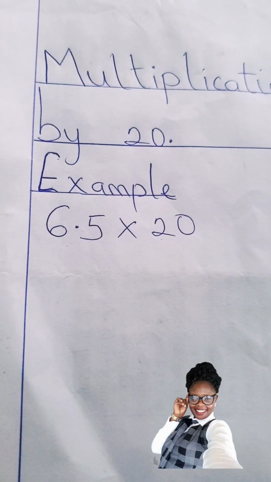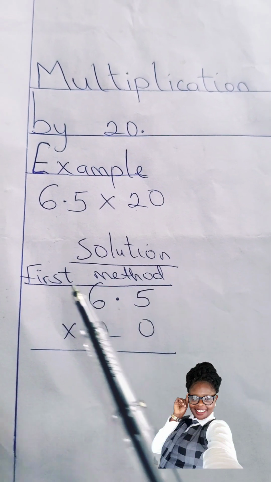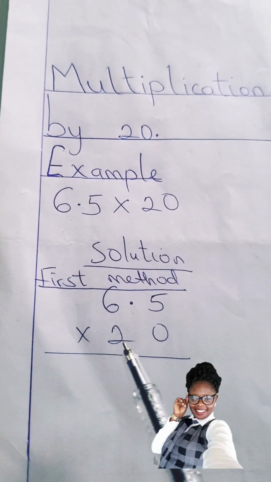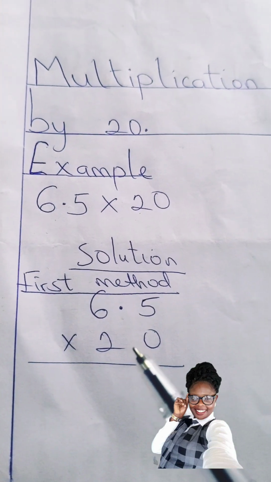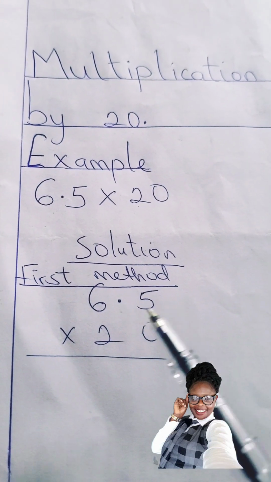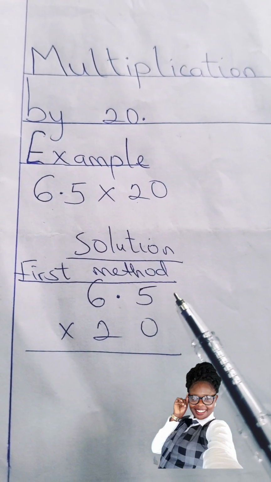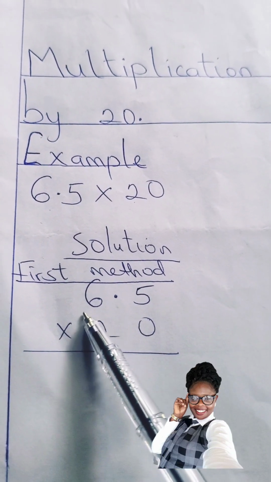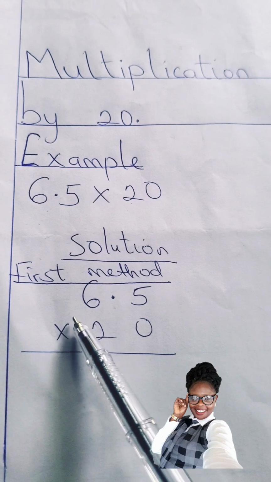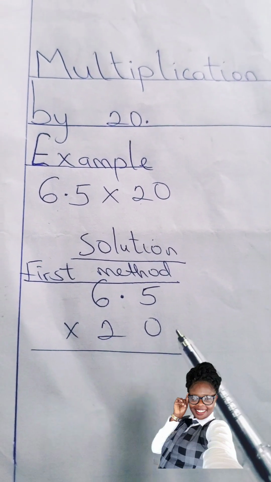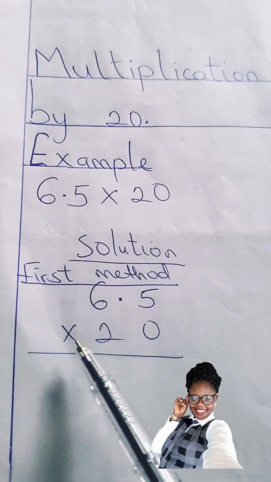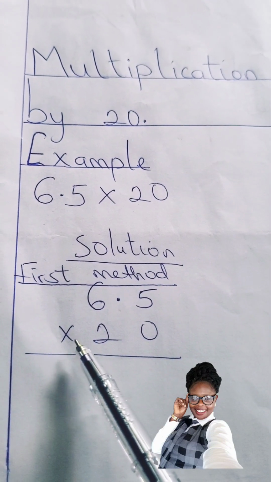Now let's get started. Here is a solution using the first method, 6.5 times 20. In this first number 6.5, 0.5 is a decimal because it begins with a decimal point. Here it's a decimal point, while 6 is a whole number. A whole number does not begin with a decimal point. And 20 is a whole number. There's no decimal point in between, neither does it begin with a decimal point.